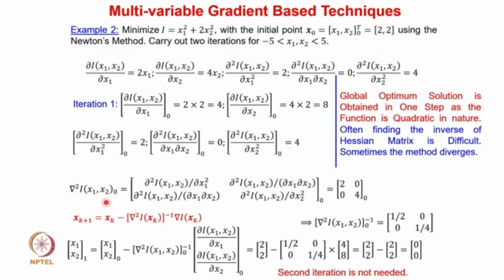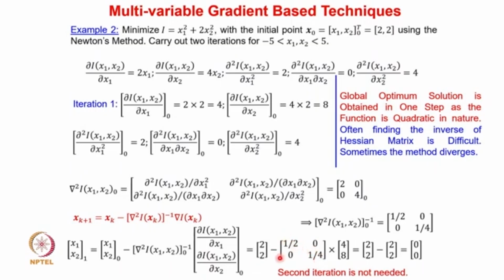So these components of the Hessian matrix we have directly obtained. Now we can represent these components in the Hessian matrix itself. So you can see that we can put all these components here. That becomes 2, 0, 0, 4. And now we have to find the inverse of this Hessian matrix. So if you find the inverse of this Hessian matrix, that comes out to be 1 by 2, 0, 0 and 1 by 4. This is what we get.